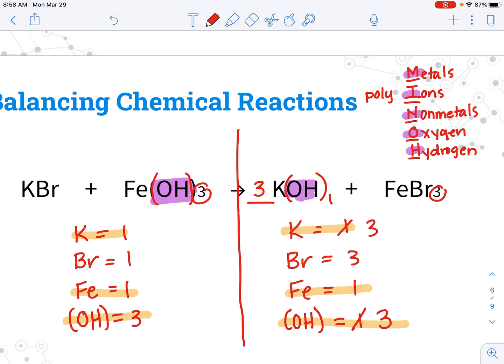Now I just go back and I have to make sure I put a coefficient of 3 in front of potassium. Okay. All right, no more polyatomic ions. The last thing I have to check is non-metals that are not oxygen and hydrogen. I do have bromine. Over here on the left-hand side, since I put a 3 in front of potassium on the reactant side, that makes bromine 3. And I happen to have 3 bromine on my product side, so I am done and checked.